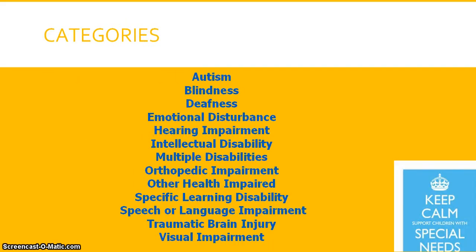Categories: autism, blindness, deafness, emotional disturbance, hearing impairment, intellectual disability, multiple disabilities, orthopedic impairment, other health impaired, specific learning disability, speech or language impairment, traumatic brain injury, visual impairment.